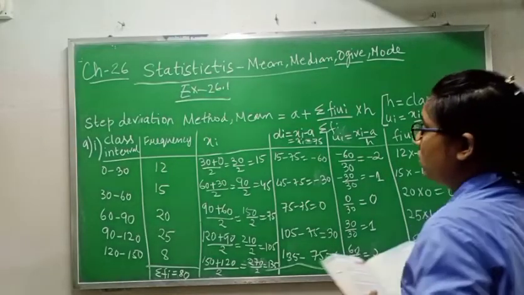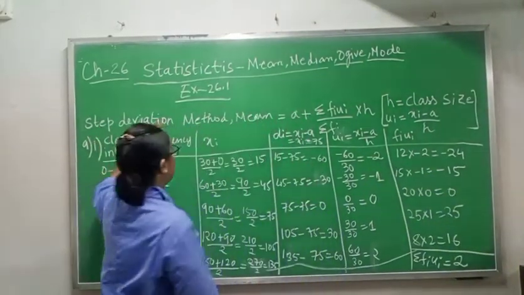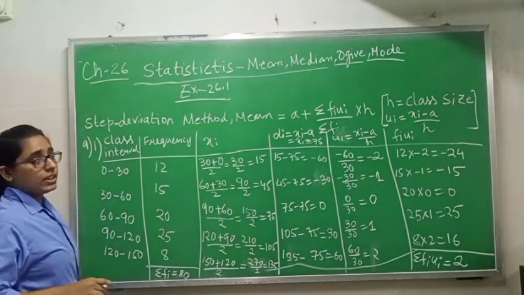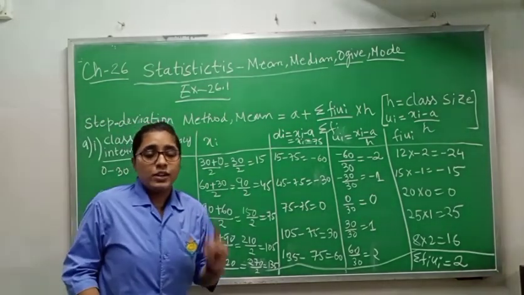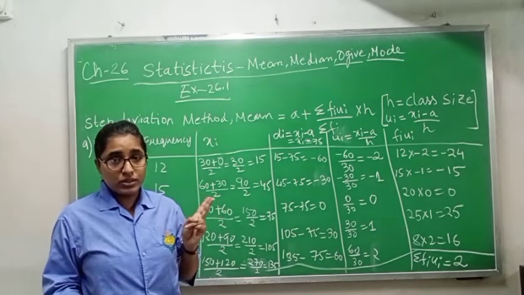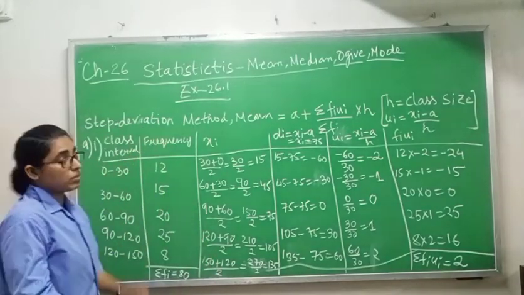Class 10. In today's class, I am going to explain the step deviation method. This is the third method for finding mean. The first method was the direct method, the second was the assumed mean method, and now this one will be the step deviation method.